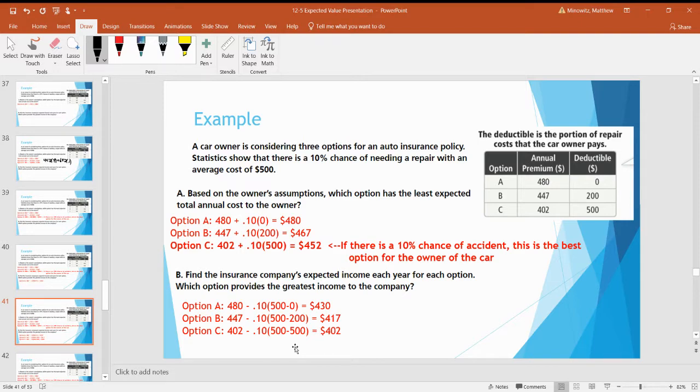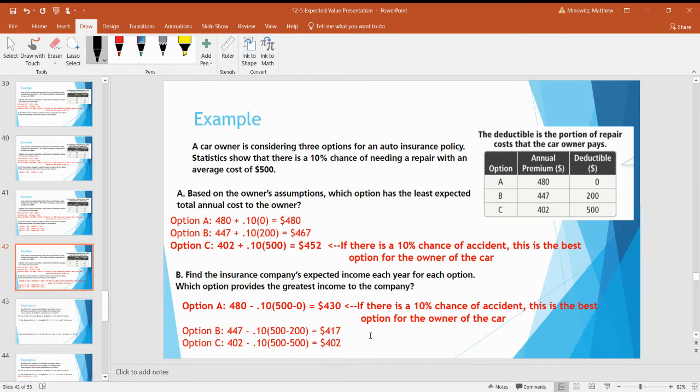Now I want profit if I'm the company, so I want option A. So I'm hoping that the person chooses option A. They give me $480 a year, and if they don't get into an accident, I get $480. And if they do get into an accident, I'm going to be stuck paying for the repairs, but I'll still make profit in the long term. So this is how we use expected value to analyze different options and see which one's the best choice. And this one's the best choice theoretically.